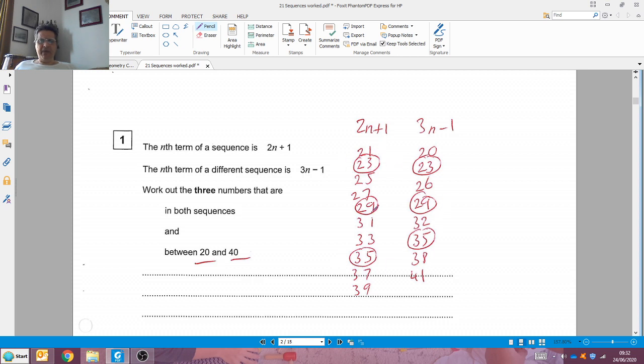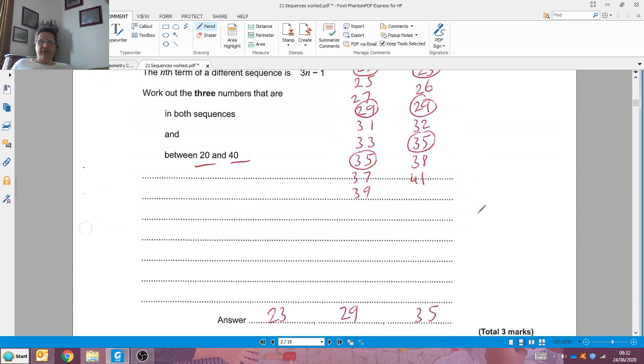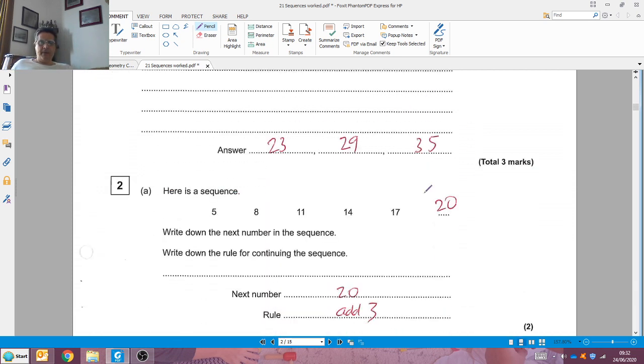So you can see by comparing the 2 sets of terms for each sequence, 23 is common to both, 29 is common to both, 35 is common to both. There may be another way of doing this, but the listing strategy is okay for grade 4/5. So there it is. There's your 3 numbers.